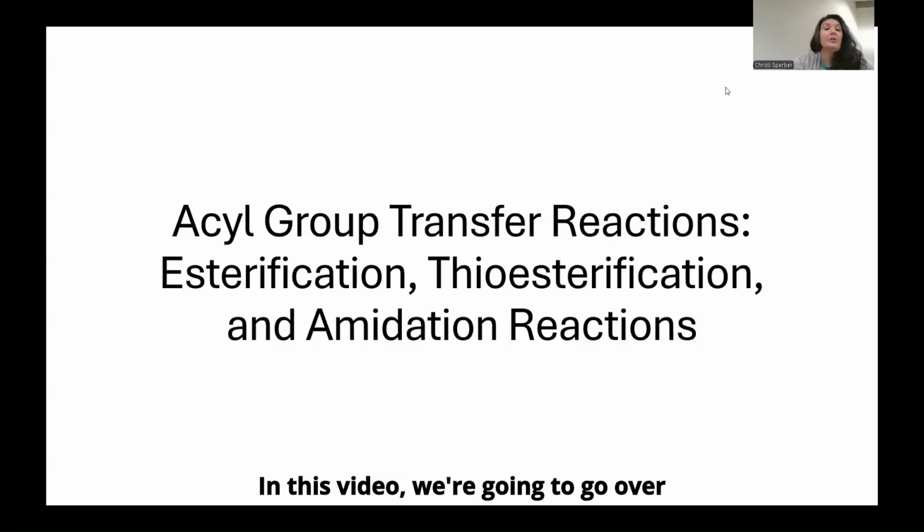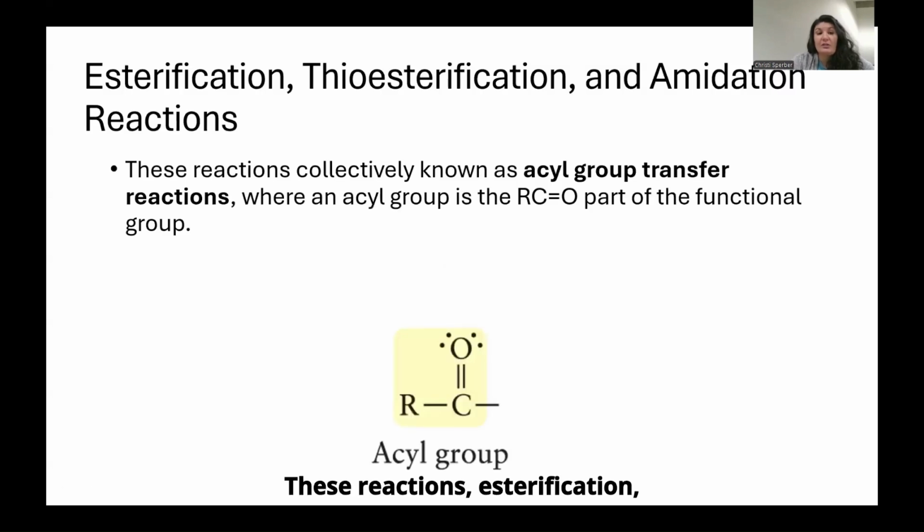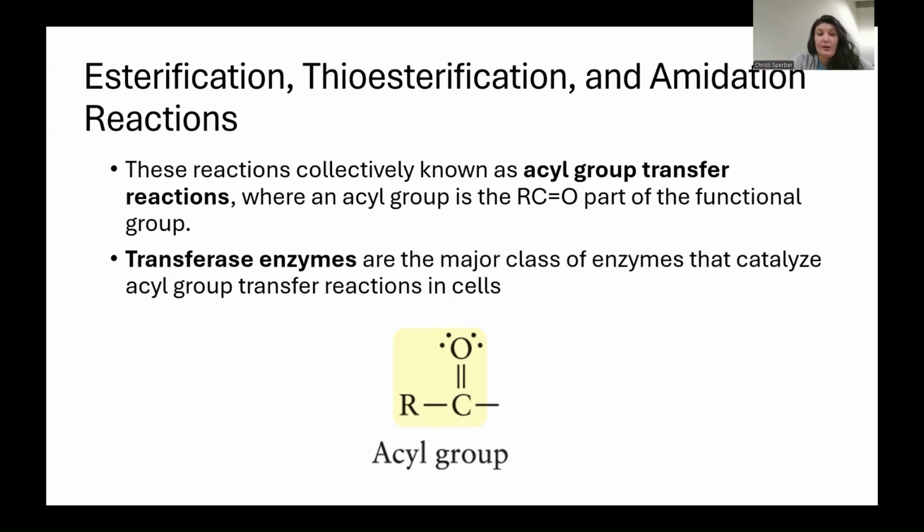In this video, we're going to go over acyl group transfer reactions: esterification, thioesterification, and amidation reactions. These reactions are collectively known as acyl group transfer reactions, where an acyl group is the RC double bonded O part of the functional group. Transferase enzymes are the major class of enzymes that catalyze acyl group transfer reactions in cells.